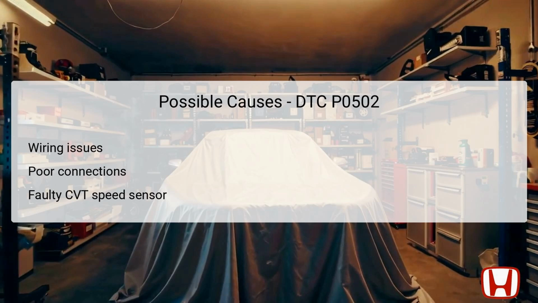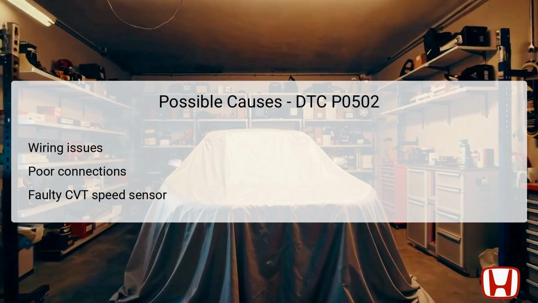The possible causes of DTC P0502 can stem from various electrical anomalies within the circuit. Wiring issues are one of the primary culprits. This encompasses open or short circuits, which can disrupt the signal flow from the CVT speed sensor to the PCM. Poor connections play a critical role as well. Loose terminals or degraded connectors may fail to transmit the necessary electrical signals.